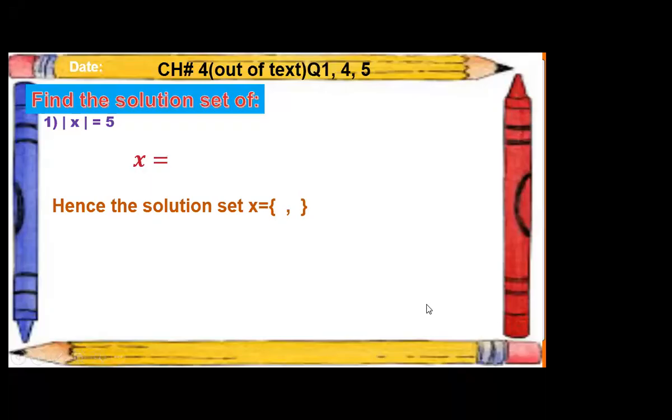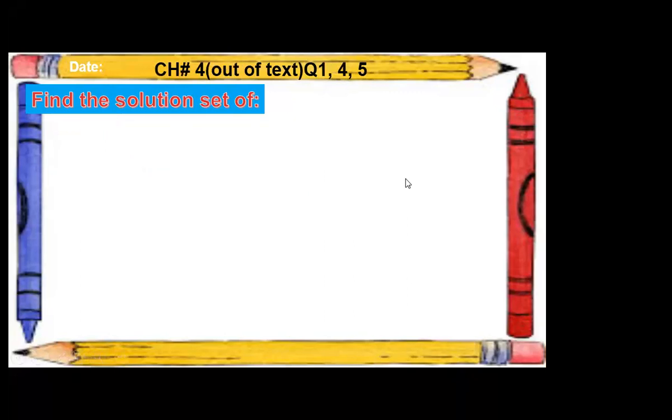Is it clear? Question 14 and 19 is your homework. It will be uploaded. Very good, Abir. Very good, Sumaya, Asya. Great. Beta, moving on towards the next question.